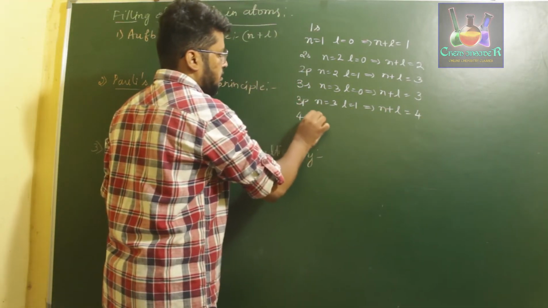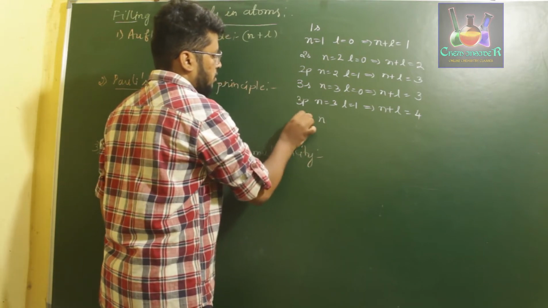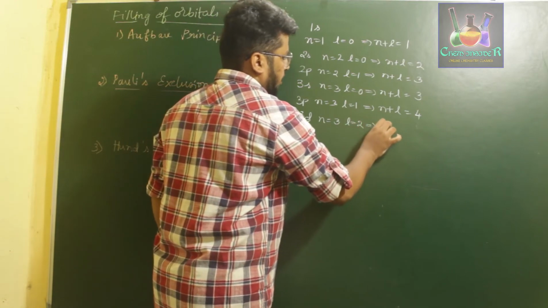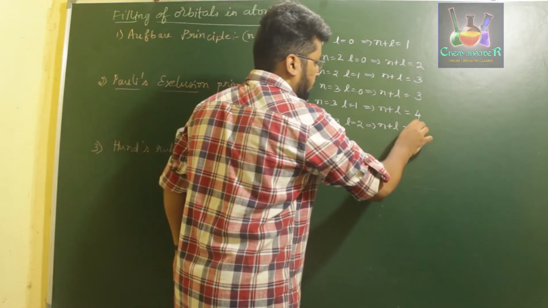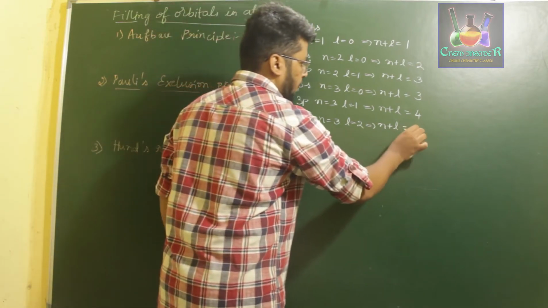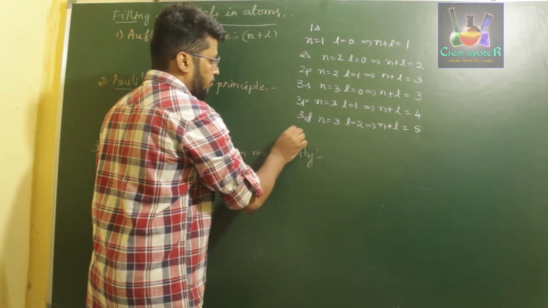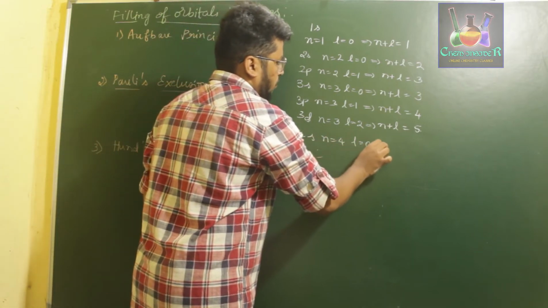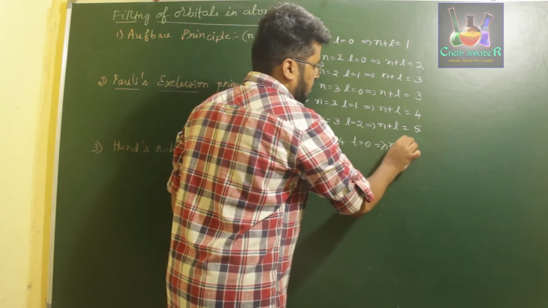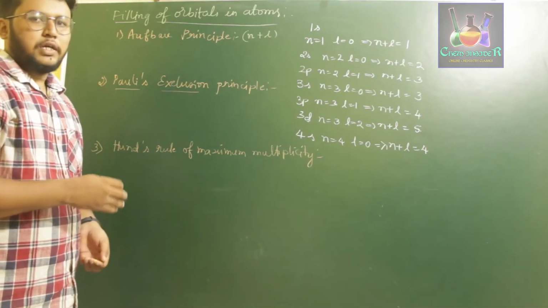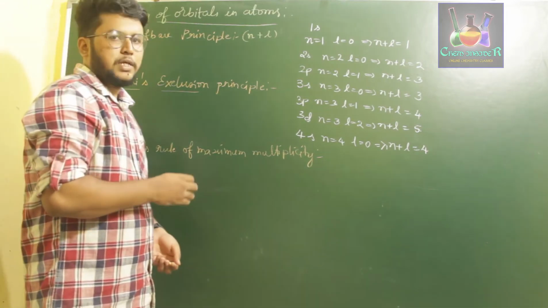Next, for 3d, n is equal to 3, L is equal to 2, therefore n plus L will be 5. Next, for 4s, n is equal to 4, L is equal to 0, so n plus L is equal to 4. So if you observe here, we clearly have different values of n plus L.